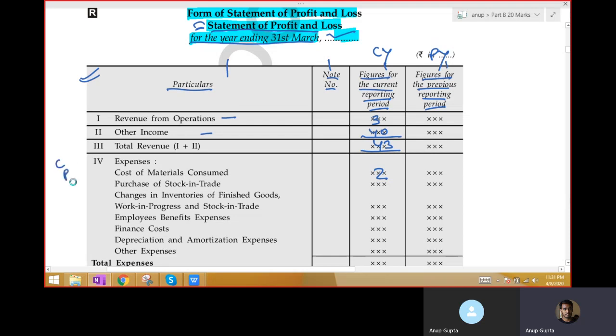Let me memorize: it is CPC, EFDO. C for cost of material consumed, P for purchase of stock in trade, C for changes in inventory of finished goods, work in progress and stock in trade, E for employee benefit expenses, F for finance cost, D for depreciation and amortization, O for other expenses. Once this is done, we'll put the amounts accordingly. So it is 2, 1, 2, 3, 4, 5, 6, 7, 8, 9, 10. So the total is 10 here.